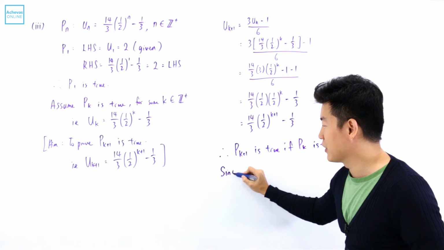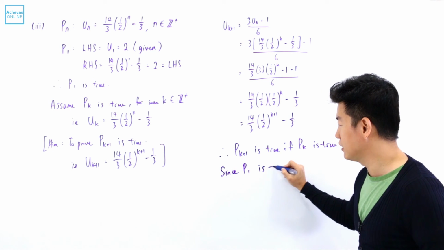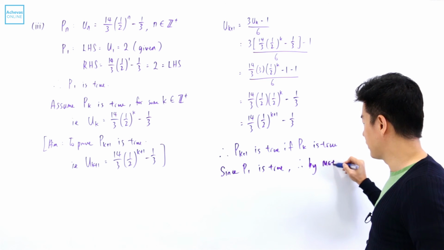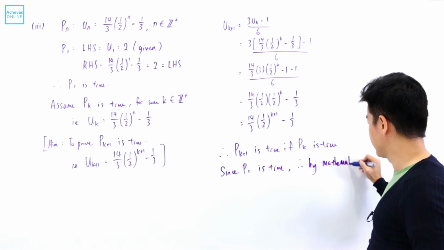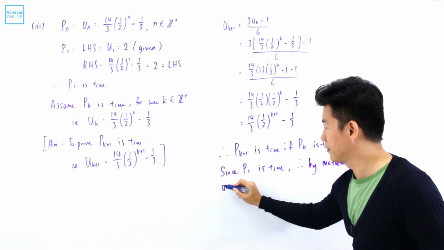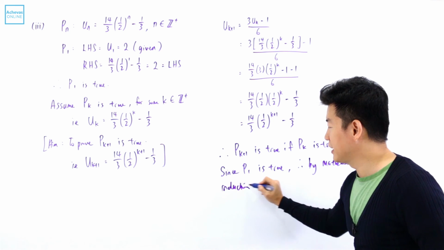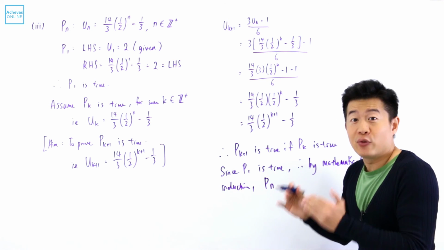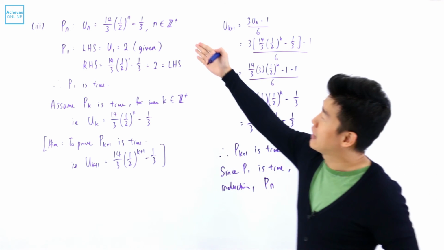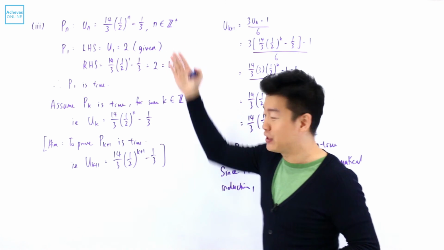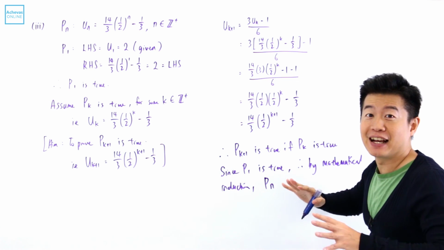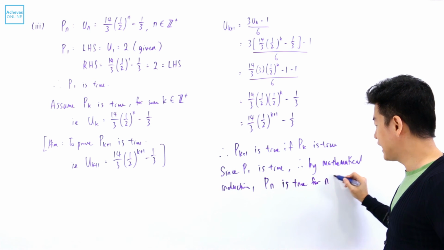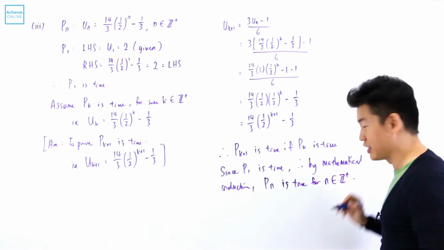So since we have also managed to prove that P1 is true, by the process of mathematical induction, we can then say that P2, P3, P4, and all the way, as long as they are positive integers, that means the entire Pn is going to be true for all the n's that are positive integers.